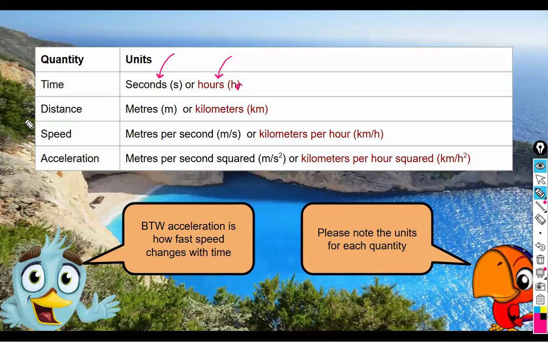Distance, whenever we're measuring distance, something moves. It could be somebody running, it could be a car moving. The examiner will only use 2 types of units for the exam. It's going to be in meters or it's going to be in what? Kilometers. Speed is how fast something is moving. Speed will either be measured in something called meters per second or kilometers per hour.